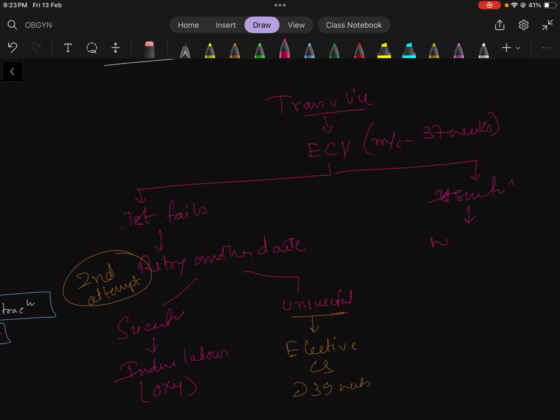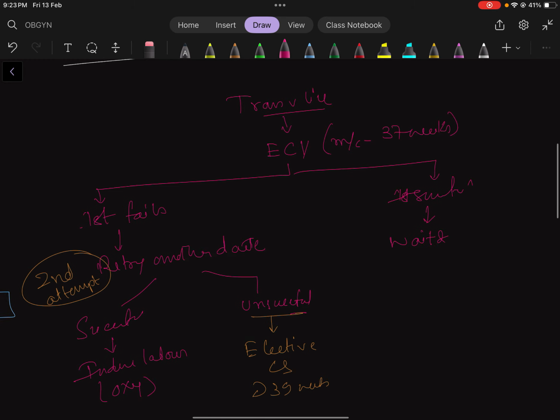Now if the first is successful, we just wait, we keep the mother under observation and routine care and wait for spontaneous onset of labor to deliver the baby vaginally.